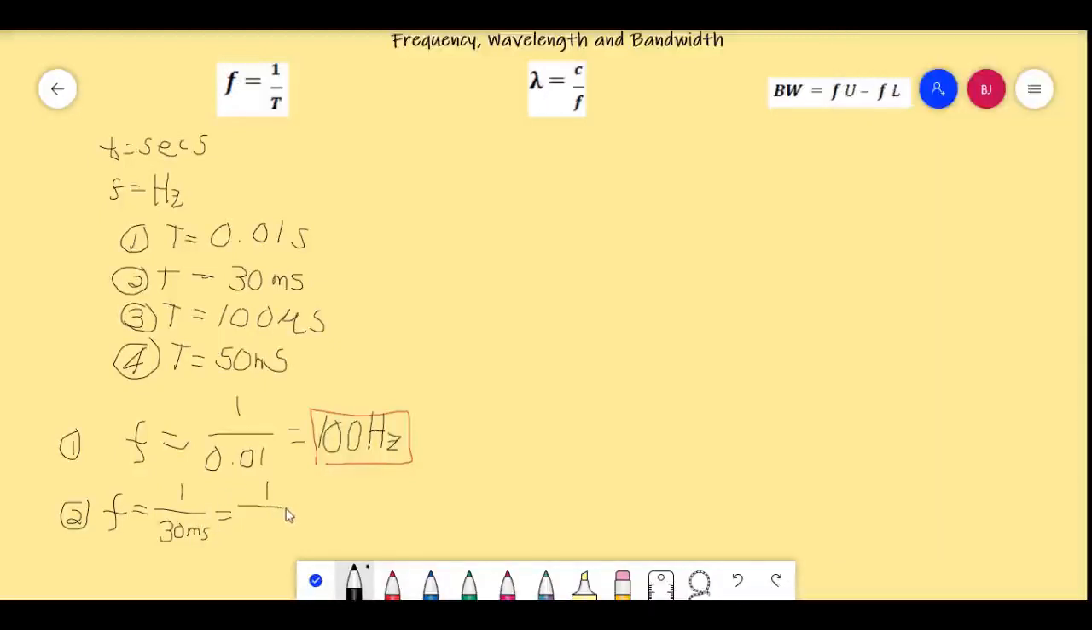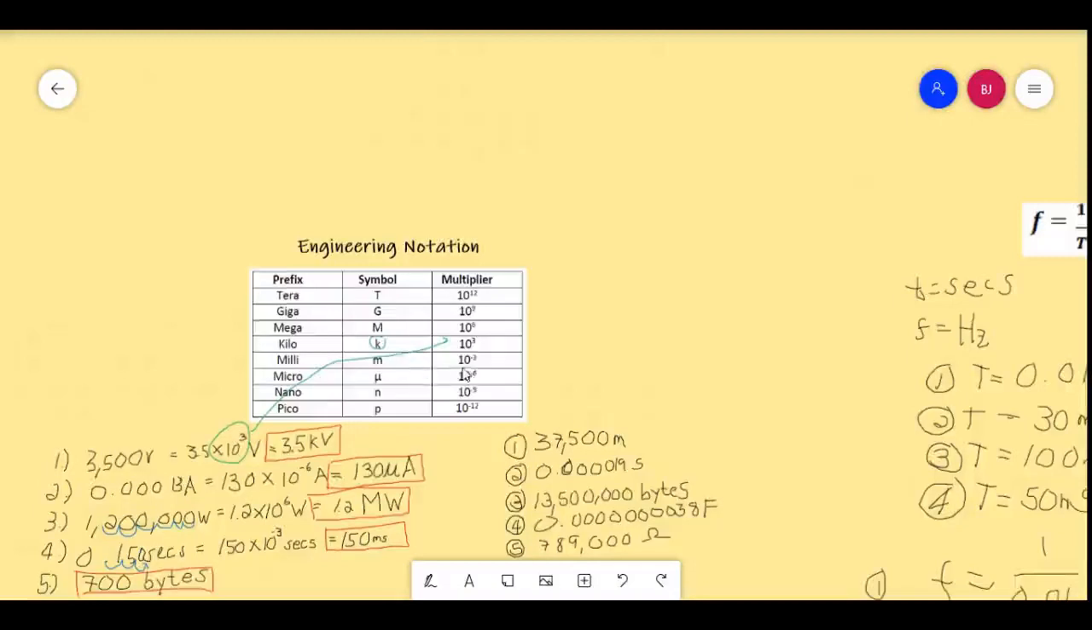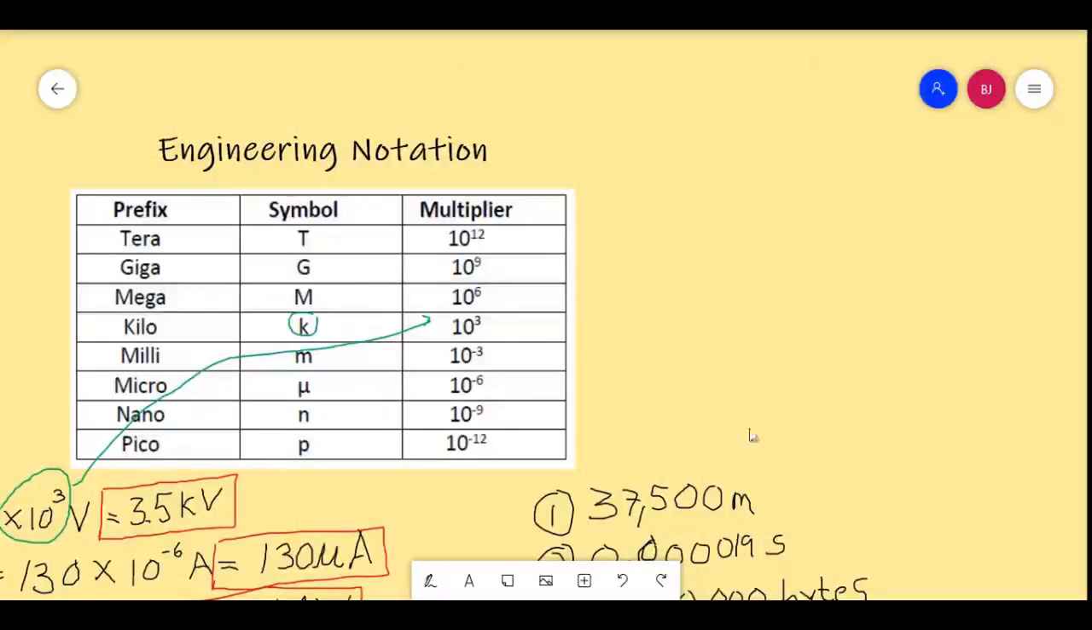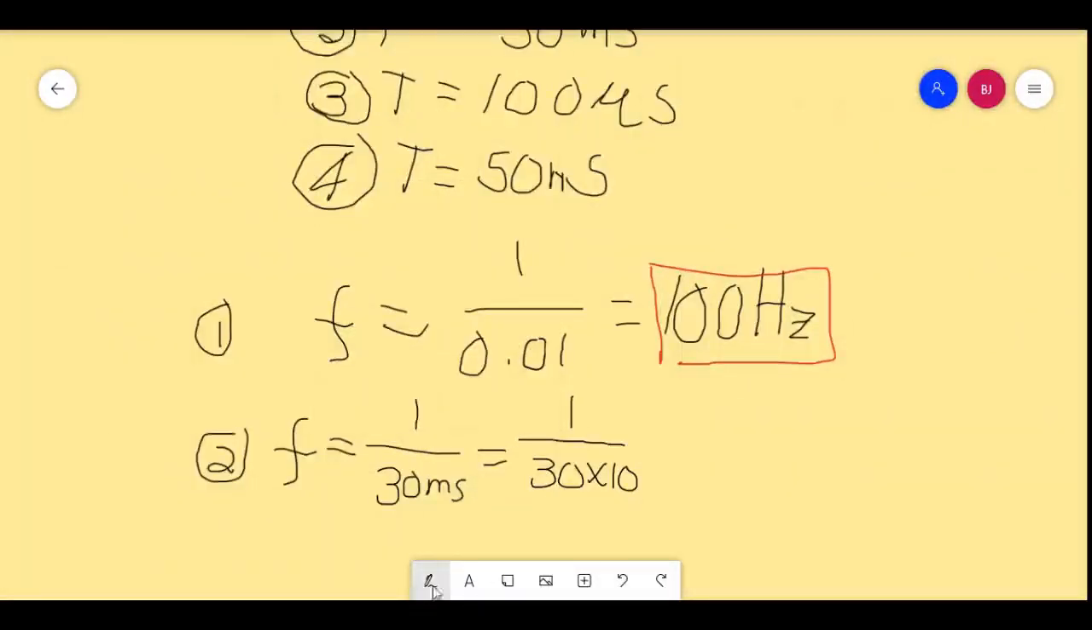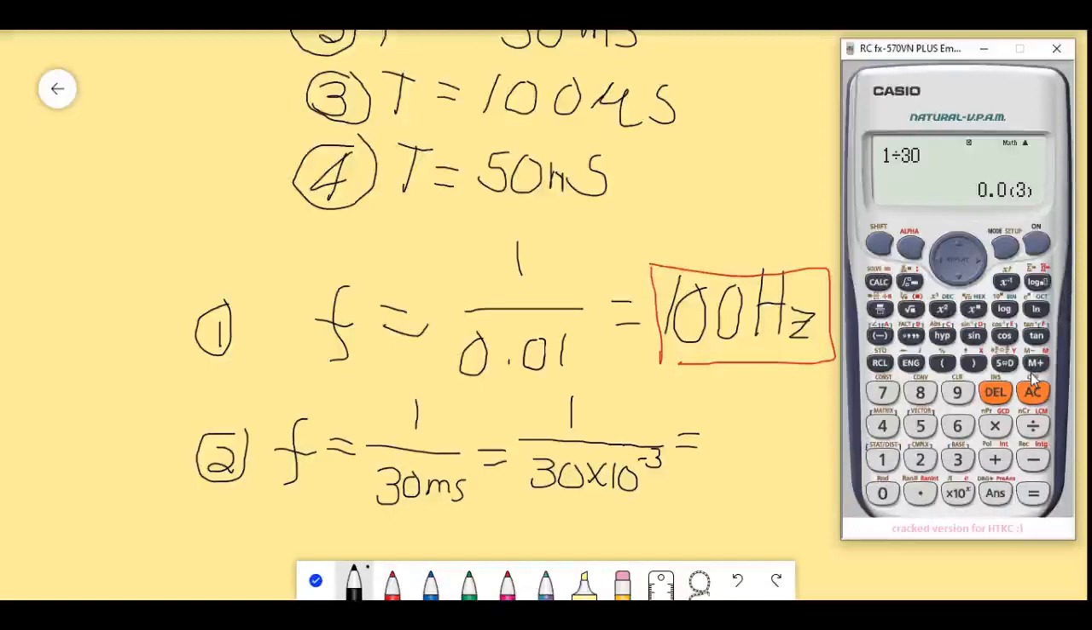So this would become 1 over 30, okay, times 10. Now, if we look at the table, milli is negative 3. So negative 3 here. Okay. So how do we put that in the calculator? If you have this normal calculator or any other calculator, this is how we enter it. So we put in 1 divided by 30. Then this is the one that we used for times 10. So we just put this here. And then we can put in negative 3 automatically. Okay? We don't manually put in times, then 10, then exponent. Okay? So we could use this as our exponent already.